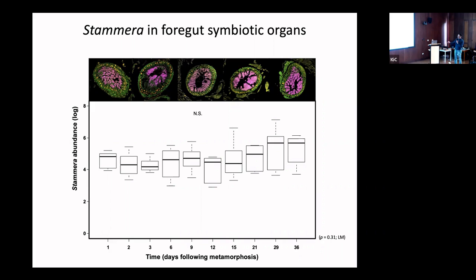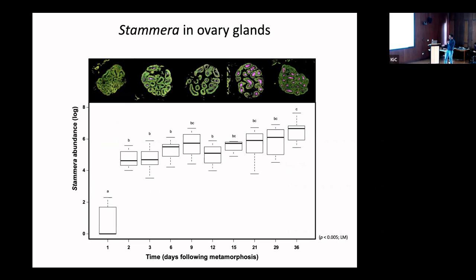And so he looked at the symbiont population dynamics across development, and we found that from day one through day 36 following metamorphosis, the symbiont population titers in the foregut symbiotic organ are pretty stable. And that makes sense. They start feeding immediately after completing metamorphosis. But it's a different case when we consider the accessory glands that are relevant for symbiont transmission. These beetles take about 29 days to start laying their first batches of eggs. And as a result, you see that the symbiont population titers go from non-existent on day one, and they peak around day 36, effectively coinciding with when these beetles are laying their eggs and need to be provisioning their symbionts from one generation to the next.